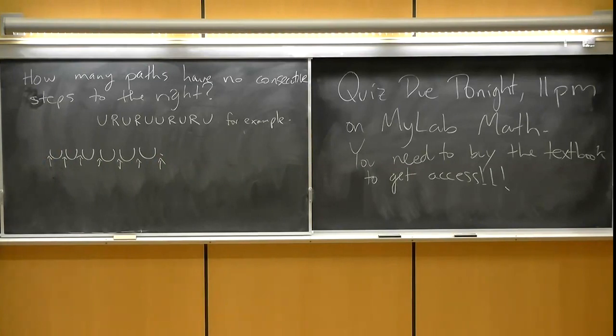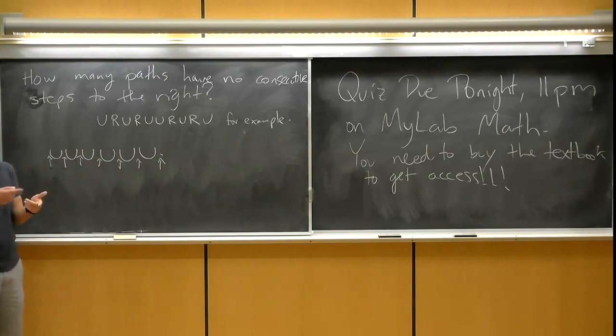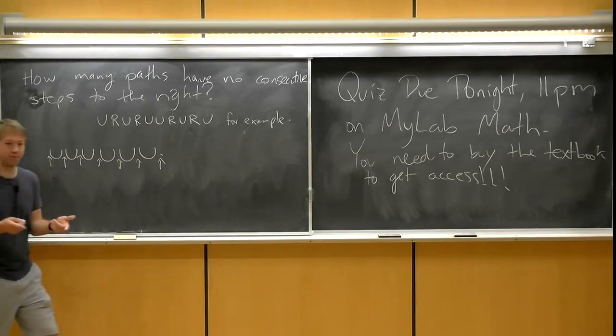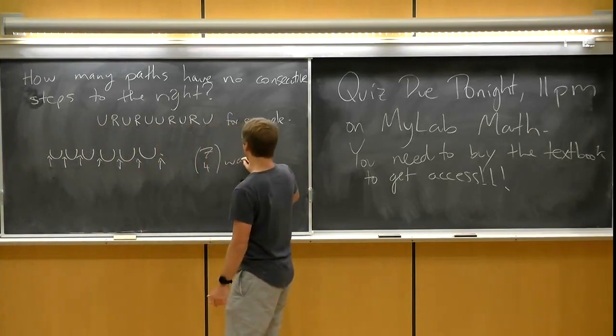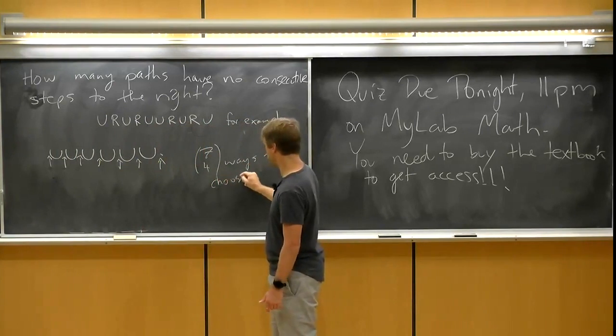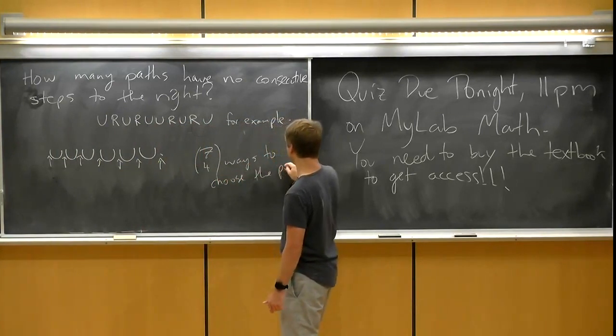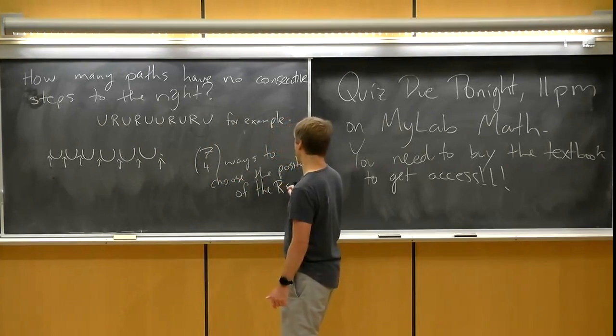That's the same thing as not choosing the same slot twice. You have to choose 4 of these without repetition and stick in rights. That's the same thing as having a sequence with no consecutive rights. So 7 choose 4 ways to choose the positions of the R's.